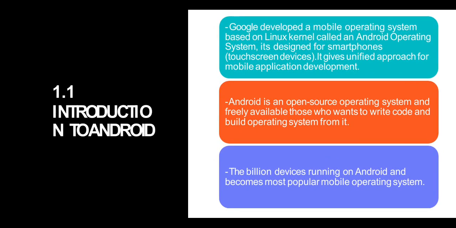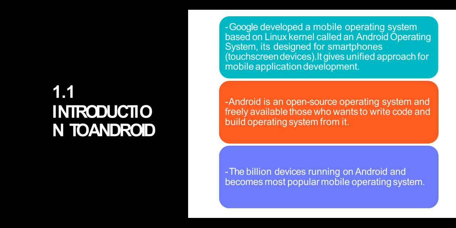Introduction to Android. Google developed the mobile operating system which is based on Linux kernel, called Android OS. It is designed for smartphones, especially touchscreen devices, and it gives a unified approach for mobile application development. Android is an open source operating system, means it is freely available to those who want to write the code and build the operating system from it.